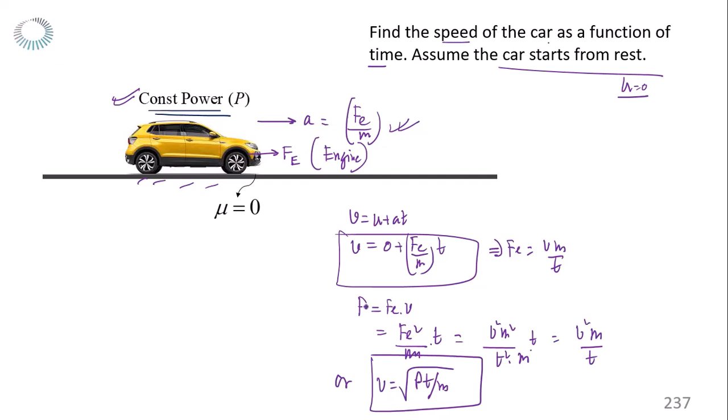Simply, I have to calculate the power. So power is equal to what? Force into velocity. Force is the engine force. So once I calculate force into velocity, I get Fe into V. V is equal to Fe t by m.